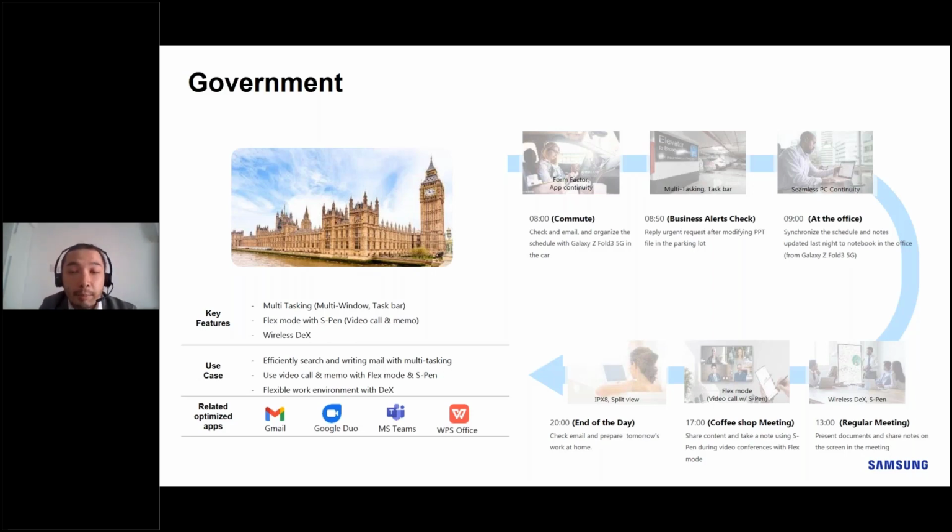And during a meeting, the employee can conveniently present documents and share notes on the screen using the wireless DeX and S Pen. And if the employee needs to attend a meeting outside the office, the user can share contents and take notes using S Pen during a video conference, taking down notes with the flex mode. And by the end of the day, using a split screen feature, the user can check emails and prepare tomorrow's work at home.